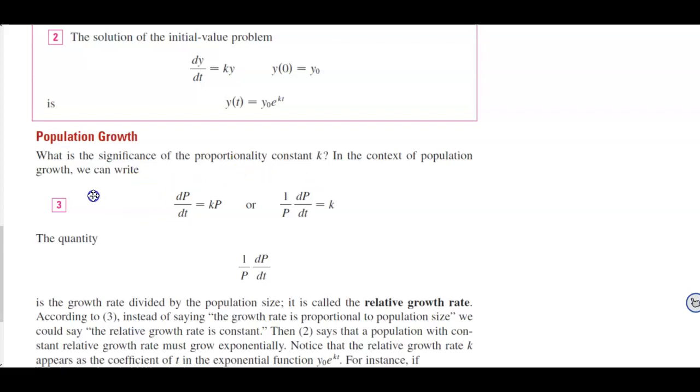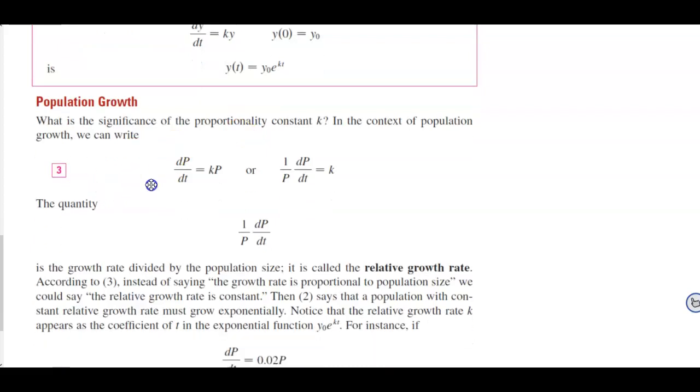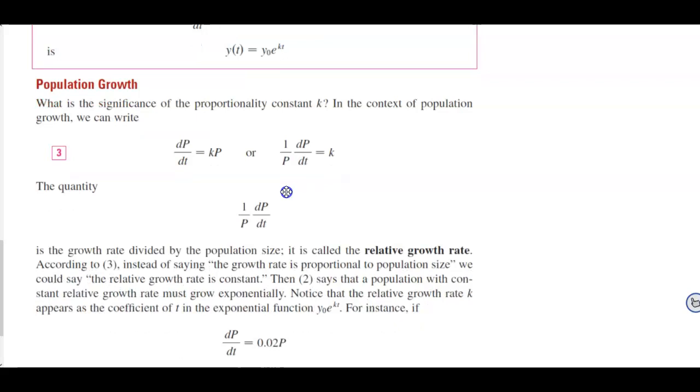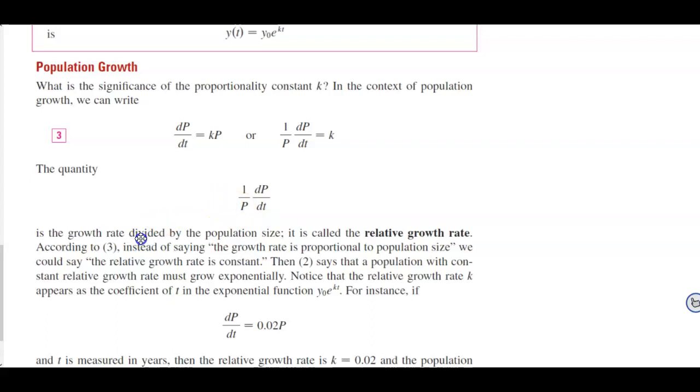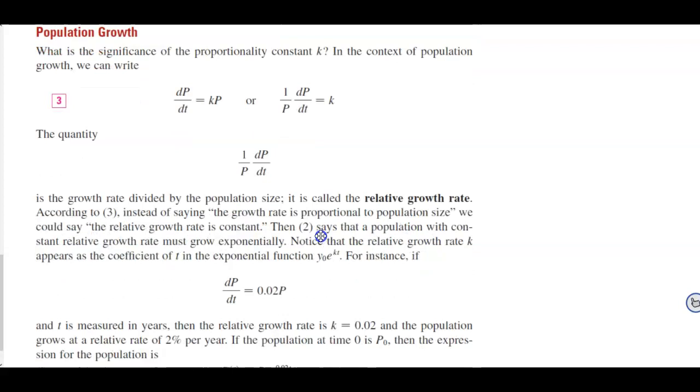Now with population growth, what is the significance of the proportionality constant k? In the context of population growth, we can write equation 3. If we have dP/dt equal to kP, then we can divide both sides by P. So we would have 1/P times dP/dt equal to k. That quantity, 1/P times dP/dt, is the growth rate divided by the population size, and it is called the relative growth rate. So according to equation 3, instead of saying the growth rate is proportional to population size, we can say the relative growth rate is constant.